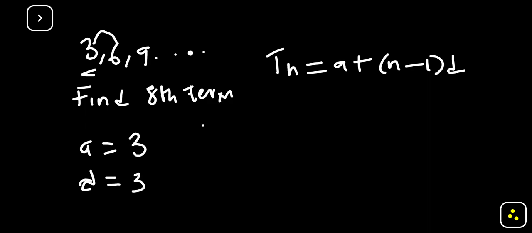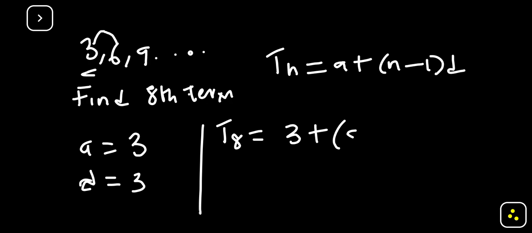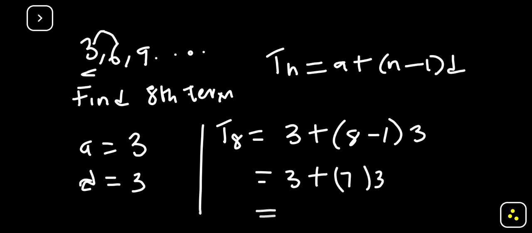So putting this in the formula, we'll have T sub 8 is equal to 3 plus (8 minus 1) bracket 3. So we have 3 plus 7 bracket 3, and we'll multiply 7 times 3 to give us 21. So we'll have 3 plus 21, and the eighth term is 24. So that is how you solve for the nth term.